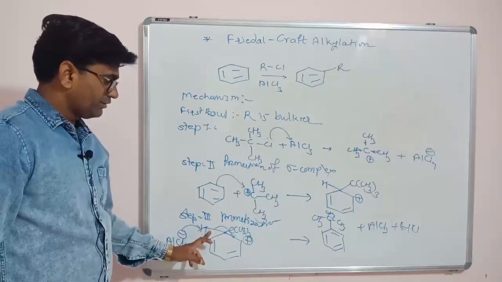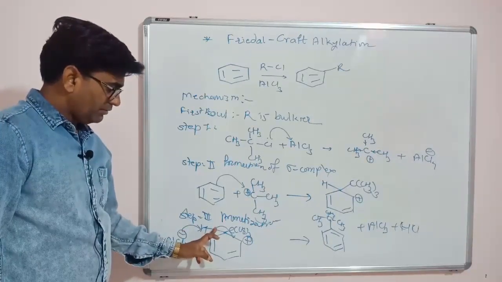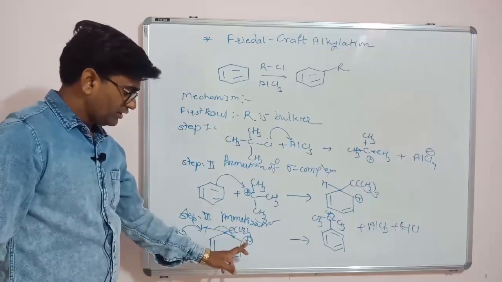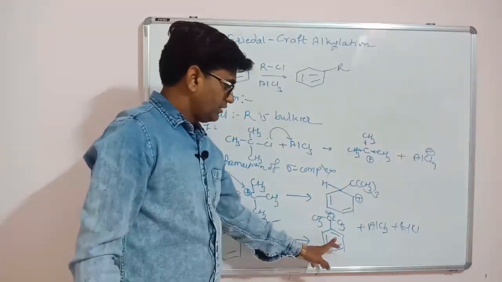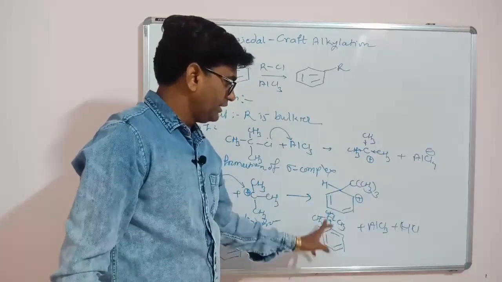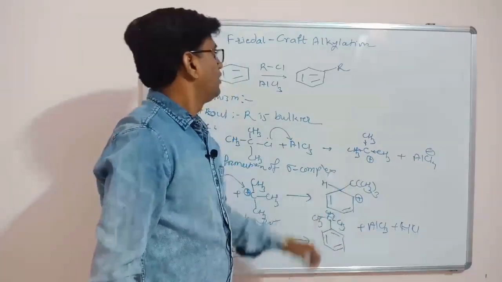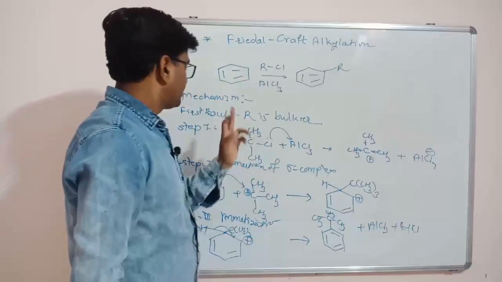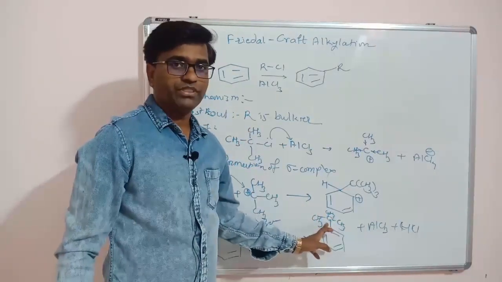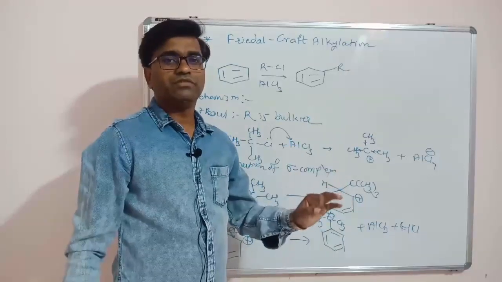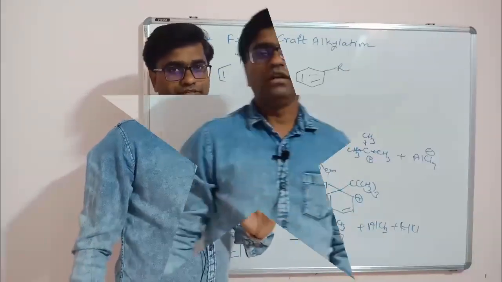AlCl4 abstracts that proton, this sigma bond will break, those electrons go over here, so positive charge will be neutralized, single bond will become double. So this is the double bond, so this aromatic ring will be there, this is the tertiary butyl group. So hydrogen of the benzene ring is replaced by the tertiary butyl group, that is called the Friedel-Crafts alkylation reaction.